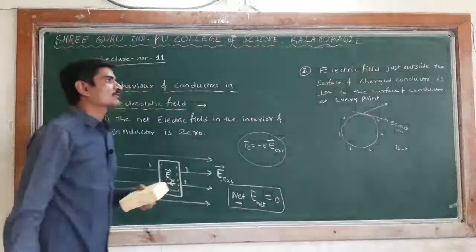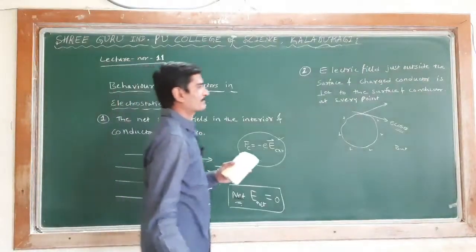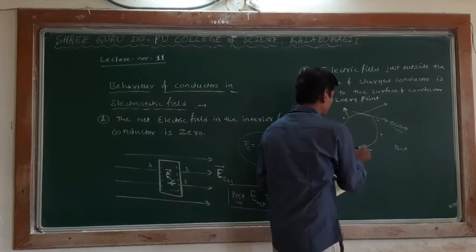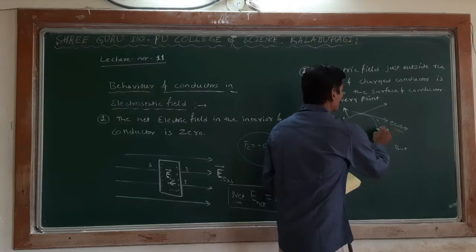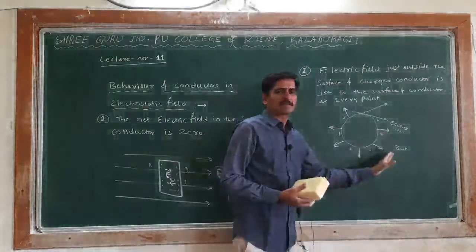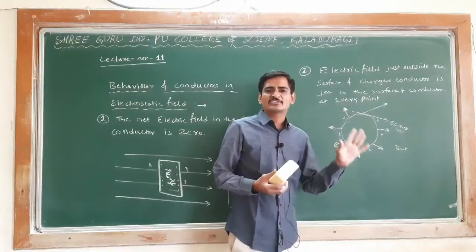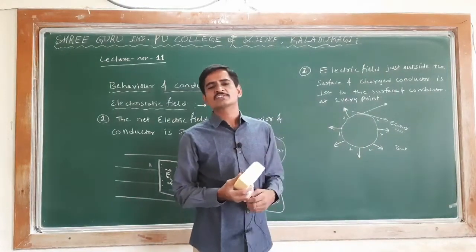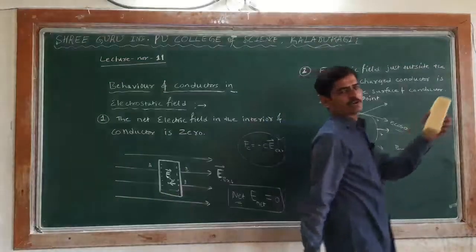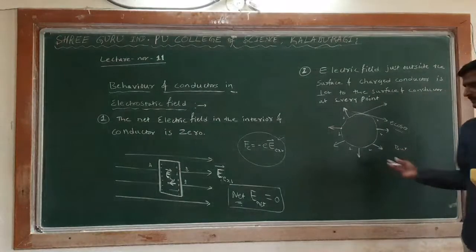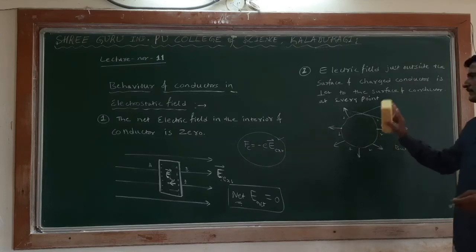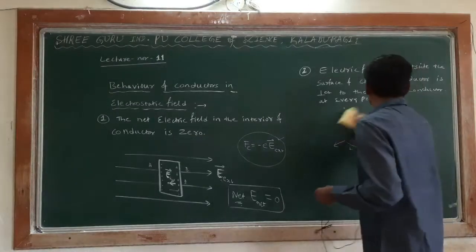Electric field just outside the surface of a charged conductor is perpendicular to the surface of the conductor at every point. At any point you take, the electric field will be perpendicular to the surface at that point. Understood? If the electric field is not perpendicular, then it will have a tangential component. That tangential component will create a surface current, but surface current is not observed when the conductor is placed in an electrostatic field. Hence, the electric field is always perpendicular to the surface of a charged conductor. Understood? This is the second point.